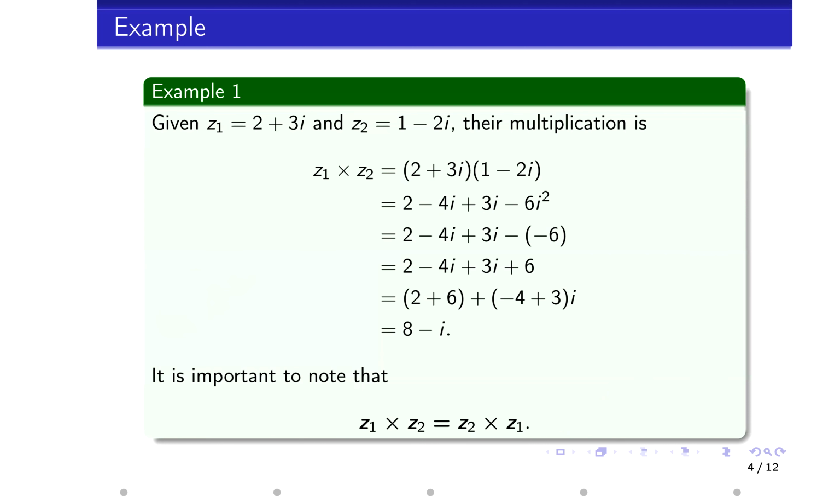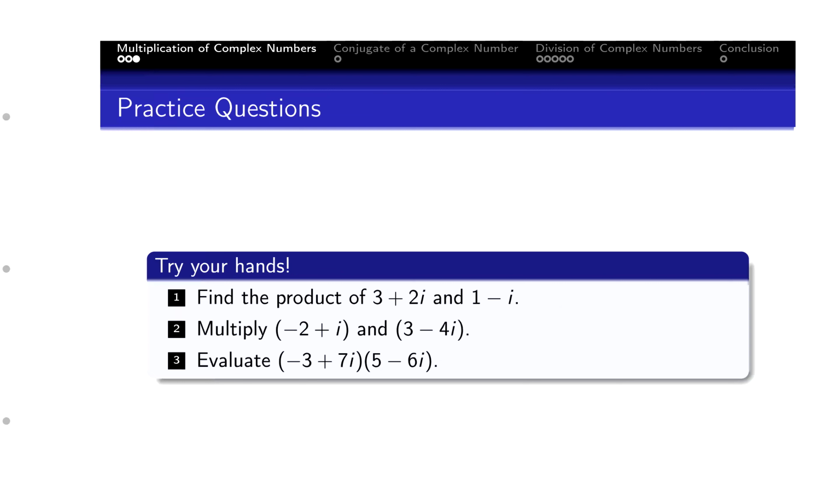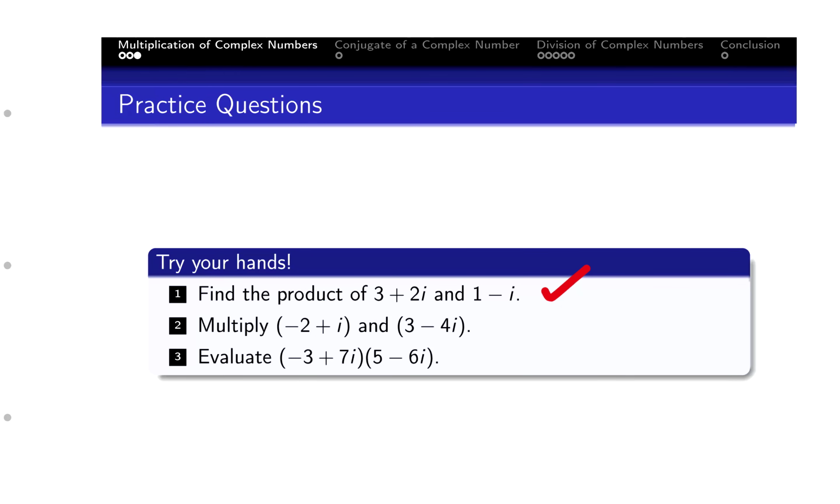So let's try our hands. These are practice questions for multiplication of complex numbers. Find the product of 3 plus 2i and 1 minus i. Of course, the product is the result of multiplication. Then multiply minus 2 plus i and 3 minus 4i. Then evaluate minus 3 plus 7i multiplied by 5 minus 6i. You can simply try your hands on those and get very beautiful results.